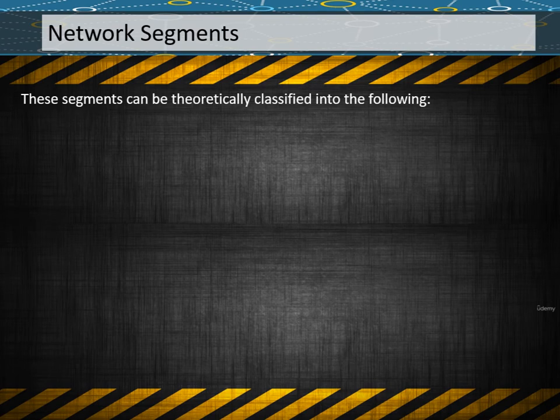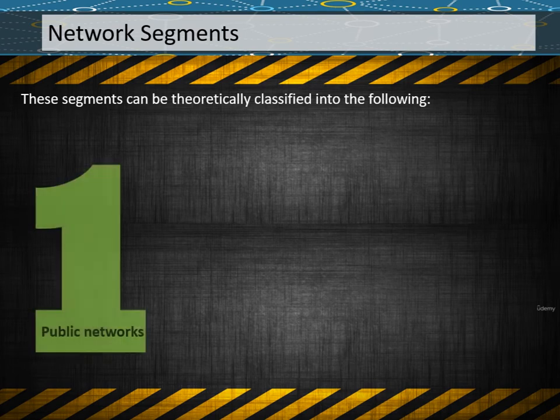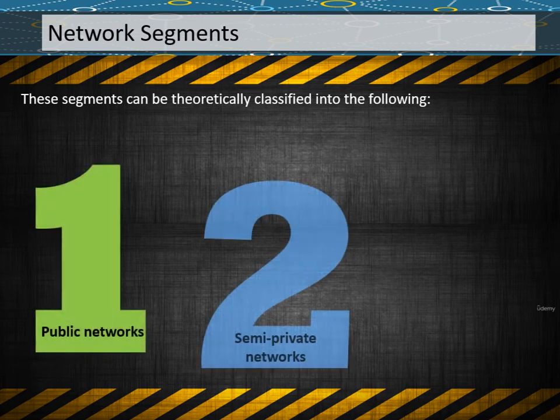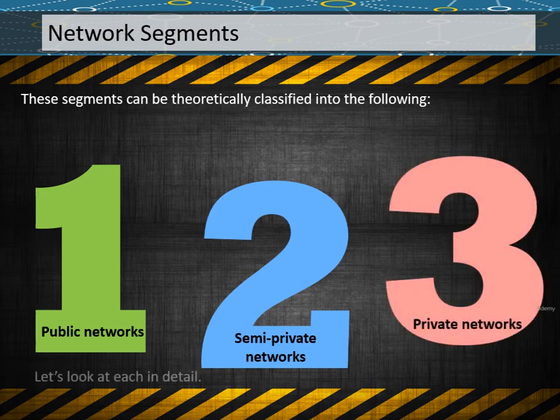Network segments. These segments can be theoretically classified into the following: Number 1, public networks. Number 2, semi-private networks. Number 3, private networks. Let's look at each in detail.